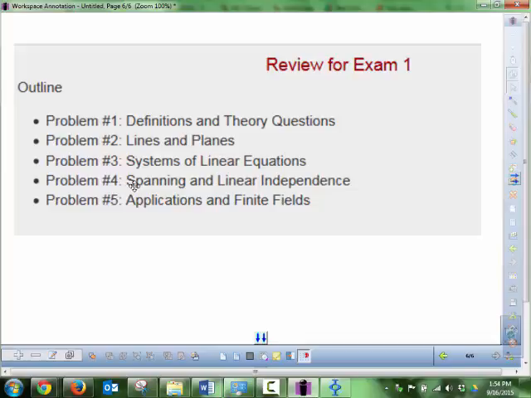Number four will be asking you about spanning and linear independence. It'll ask you if a couple of vectors are linearly independent or three vectors are linearly independent. You should be able to solve for that, and what the span is of a set of vectors.